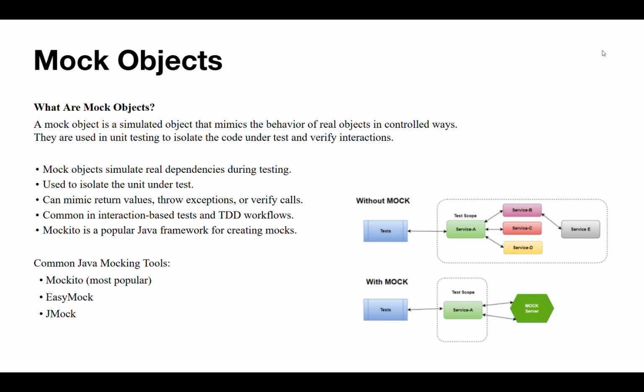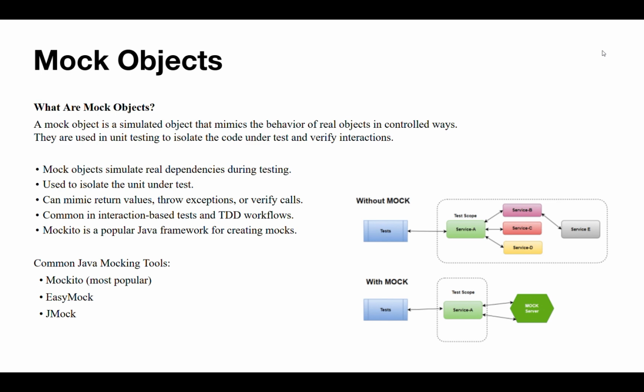Mock objects. Now, what are mock objects? Mock objects simulate dependencies so you can test in isolation. For example, instead of calling a real payment API, you can mock it to return predefined responses. Mockito is a very popular Java library for creating mocks. Mocks help make tests faster, more reliable, and less dependent on external systems. They are especially useful when testing errors and handling interactions.